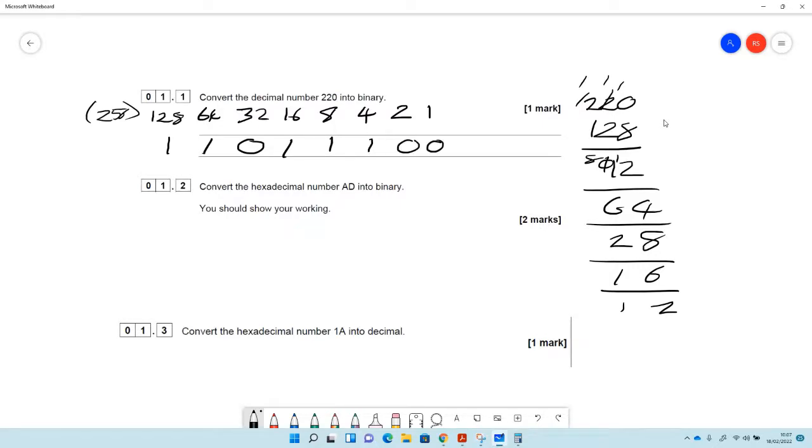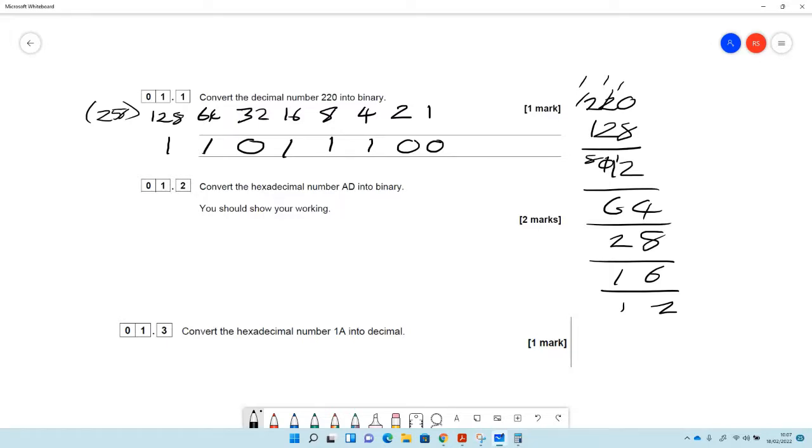So the answer is 1101 1100. You can obviously check that back if you want to, but we've gone longhand through this and we've worked it out. So in this paper you don't get a calculator, so it's well worth doing some checks.